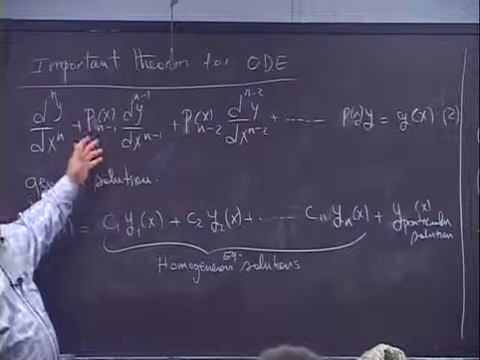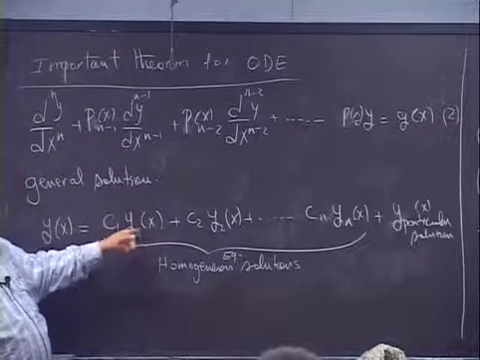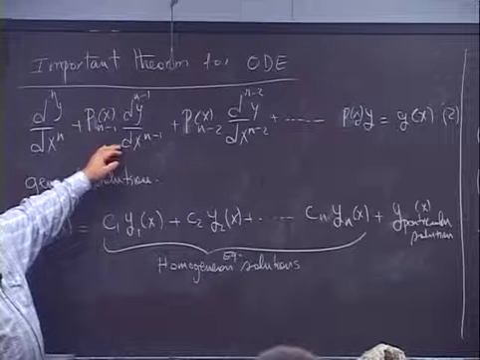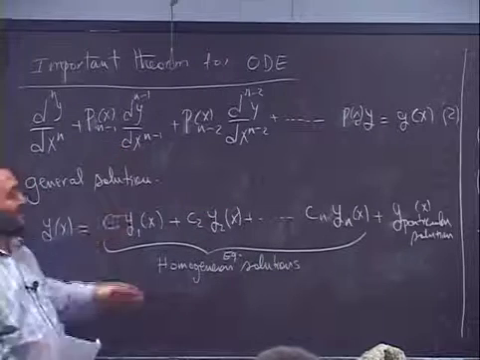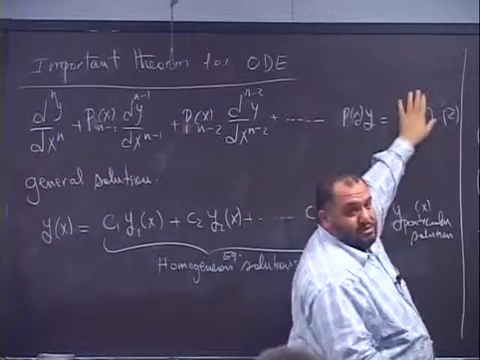with variable coefficients or with constant coefficients. In both cases, it does not matter. You will have n solutions. If you substitute with any of those solutions, it should satisfy the homogeneous equation. And the homogeneous equation is what? This plus this plus this plus this plus this equal to 0.